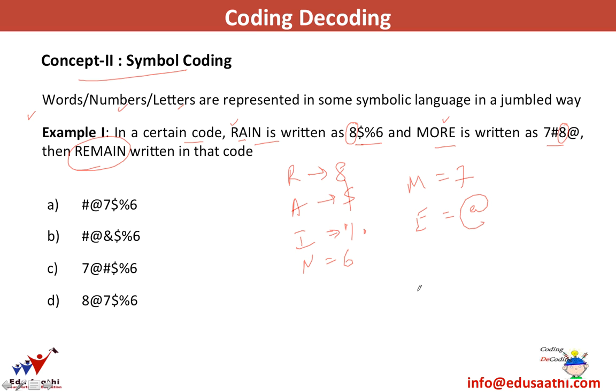Let's say, I was trying to form another question, but we'll do that in the questions to come. So we have to do remain. I have R as 8, so the first letter should be 8, and I can simply mark the option D. I don't need to solve it further.